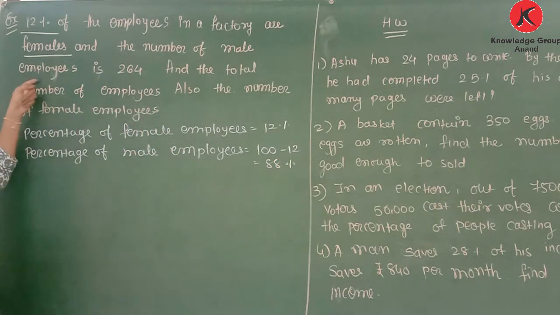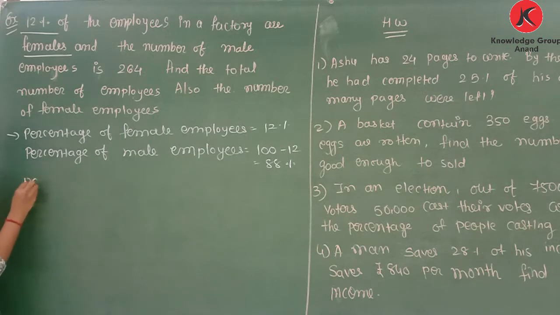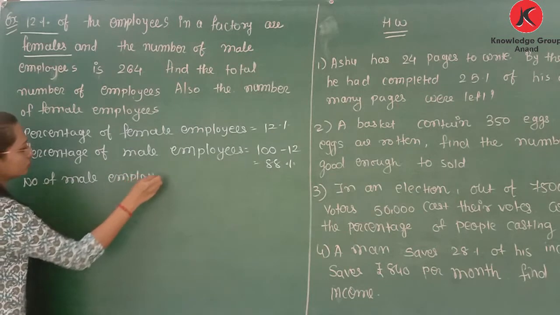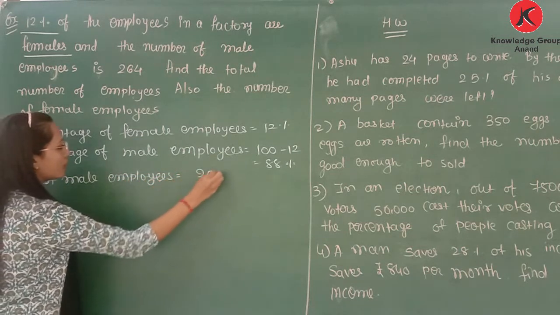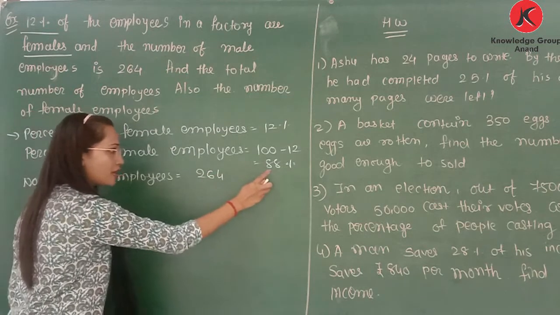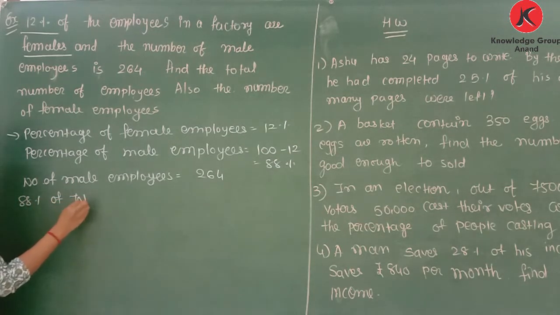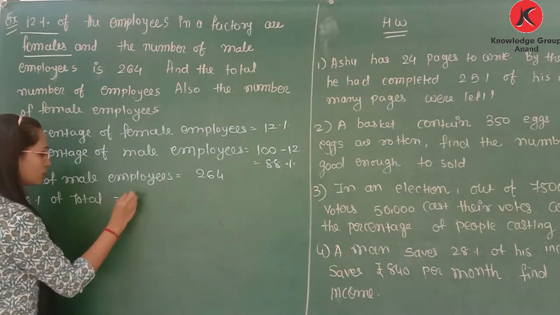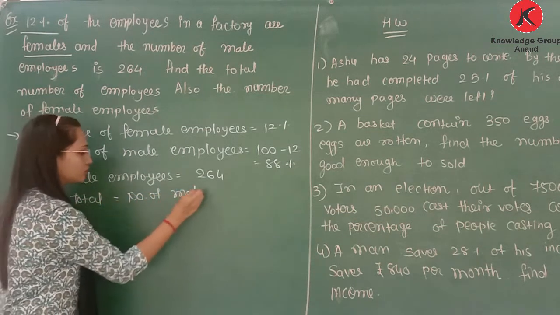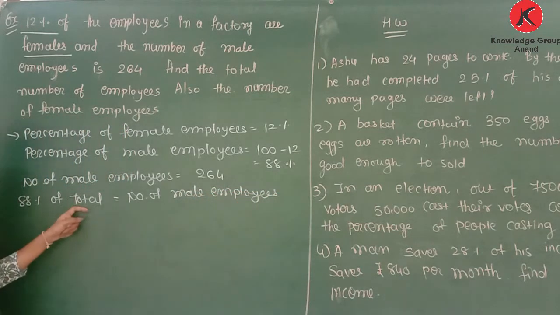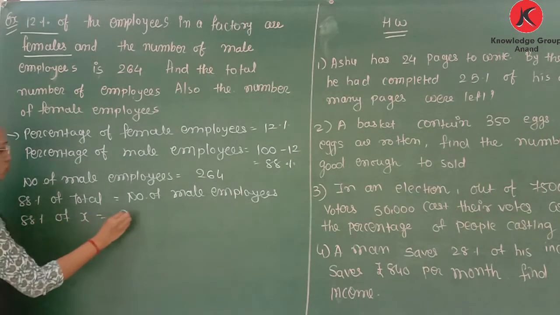Okay. Now the number of male employees is given. We can write number of male employees is equal to 264. Now the percentage of male employees and the number of male employees are given. So we can find the total employees by writing 88% of total is equal to number of male employees. But we don't know the total number of employees, so we can consider it as x.